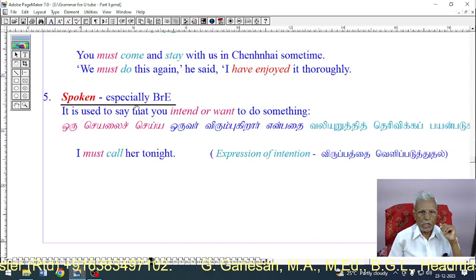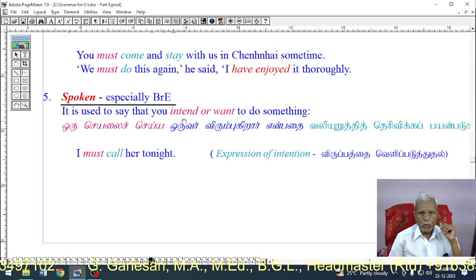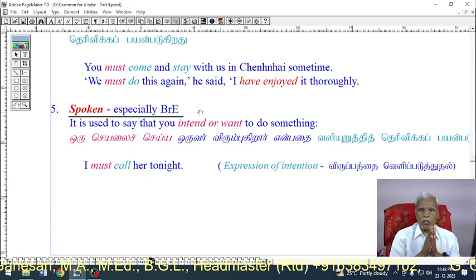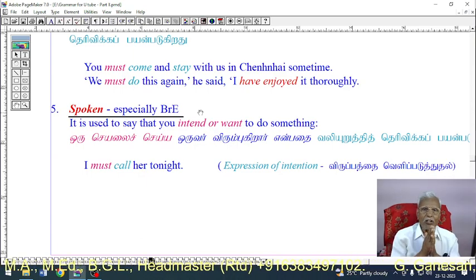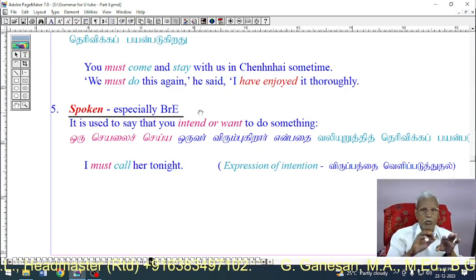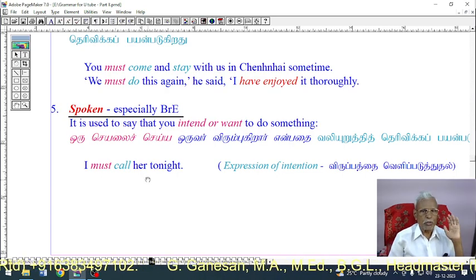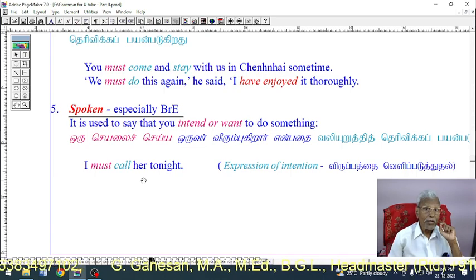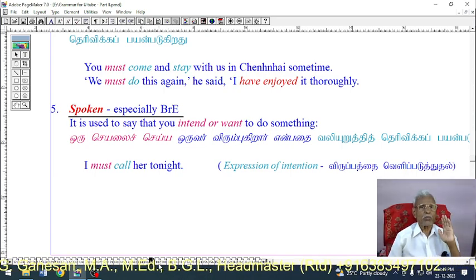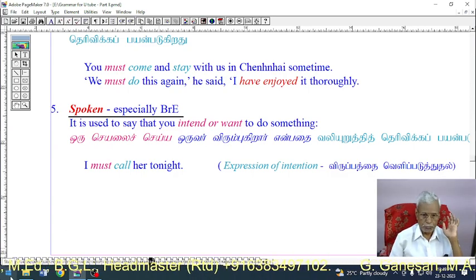Fifth use, spoken, especially British English. It is used to say that you intend or want to do something. When the subject intends or wants to do something, then must can be used. I must call her tonight. Thus, we have seen the five main uses of must.